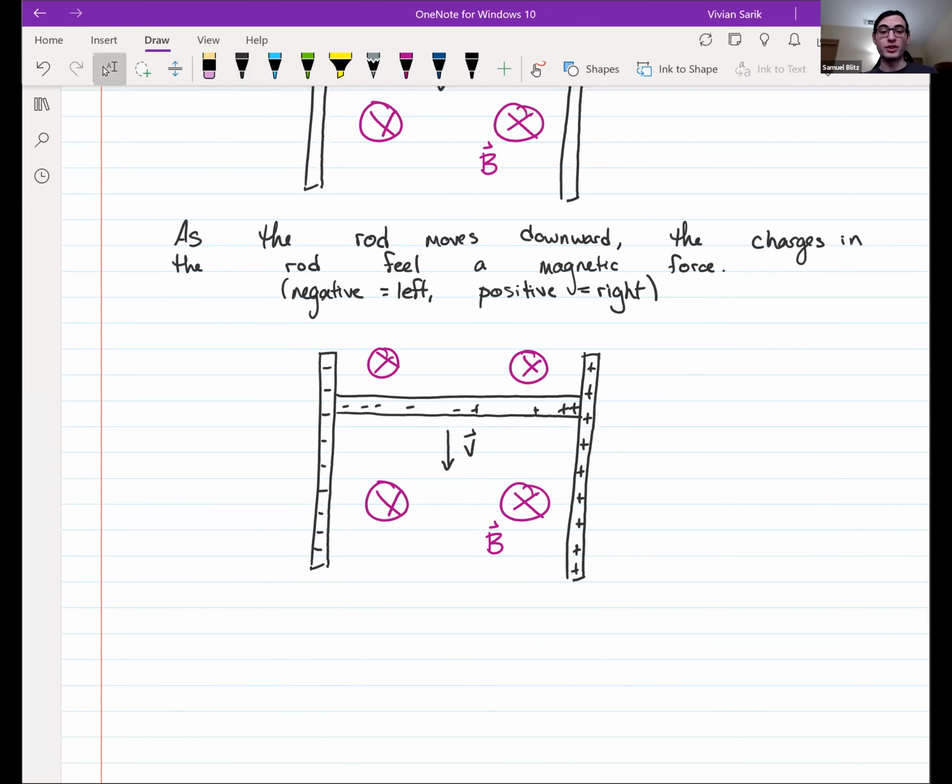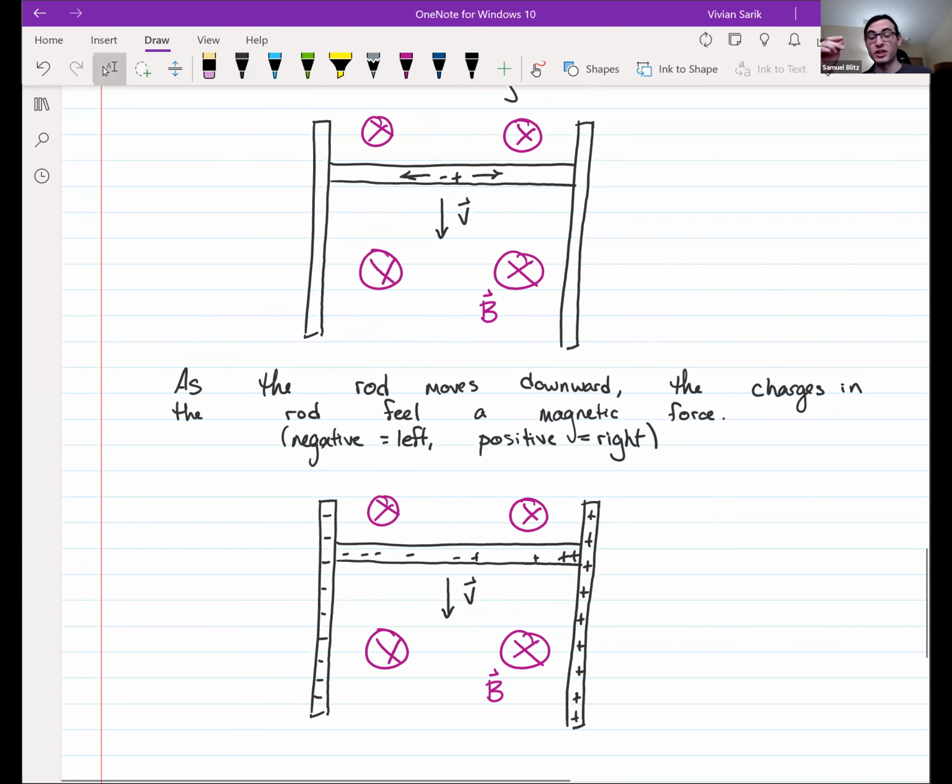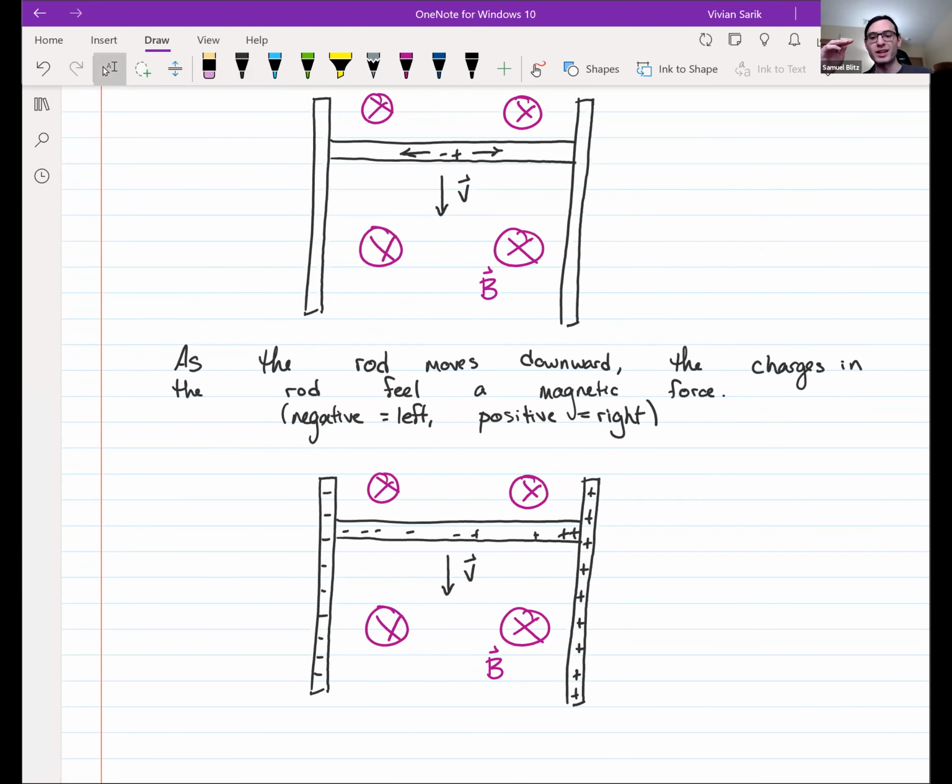So just by moving this conducting rod downwards, what we end up with is a separation of charges. The charges are separating, which causes a potential drop. When the charges separate, there will be a potential drop, and so we can figure that out. But this isn't a capacitor, just so you guys know.